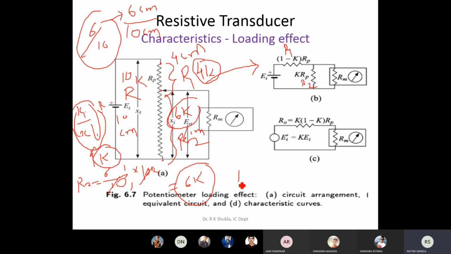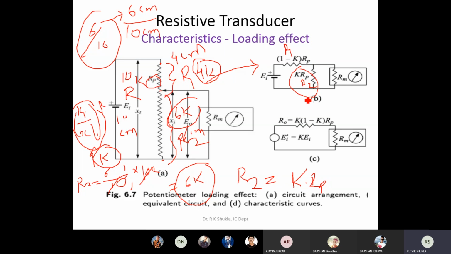So if I want to write down the equation of R2, what I can write is R2 is equal to K into RP. This is K, that is your factor, and R is nothing but your RP. So here R2 is K into RP. Now what is R1? As I have mentioned, if it is 6K, then it is 10 minus 6, so that is your 4K.